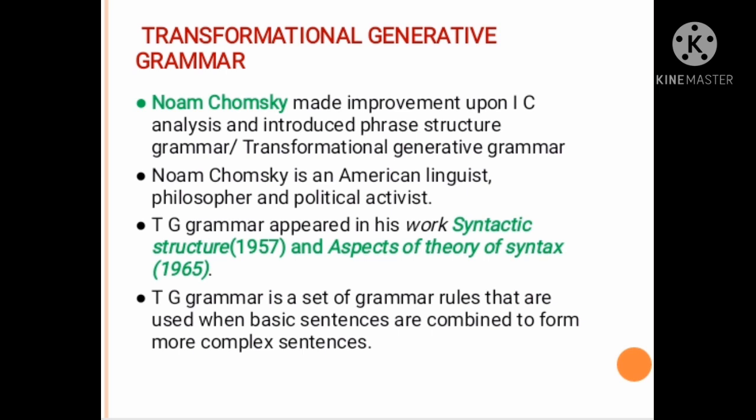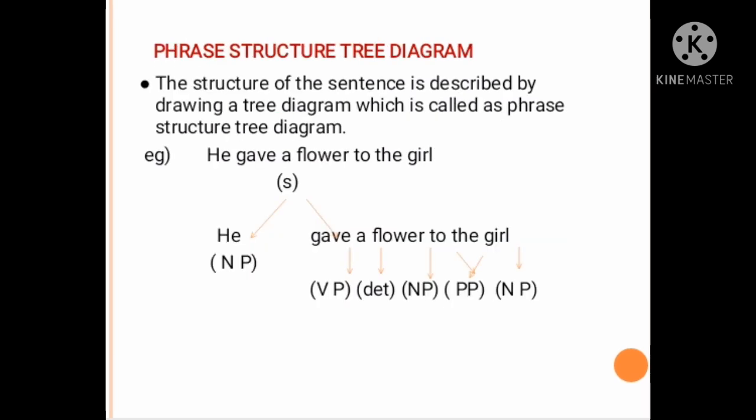TG grammar appeared in Noam Chomsky's works Syntactic Structures, written in 1957, and Aspects of the Theory of Syntax, written in 1965. TG grammar is defined as a set of grammar rules that are used when basic sentences are combined to form more complex sentences. In order to understand TG grammar, we have to know what a phrase structure tree diagram is.